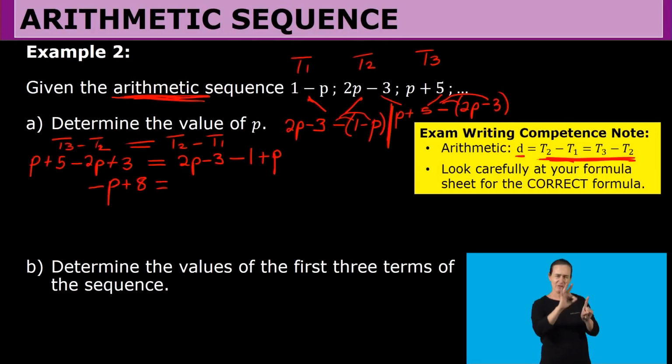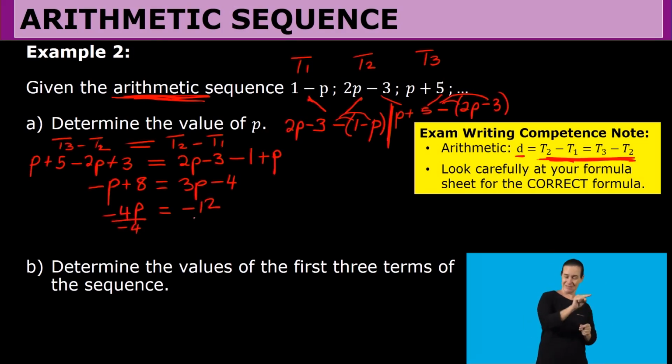And that, of course, is going to be equal to 2p plus p, that is 3p, and a negative 3 minus 1, that is a negative 4. When we put the like terms together, we have a negative 4p on one side, and on the other side, we have a negative 12. We divide both sides by a negative 4, and the value of p is going to be a positive 3. That is the value of p.